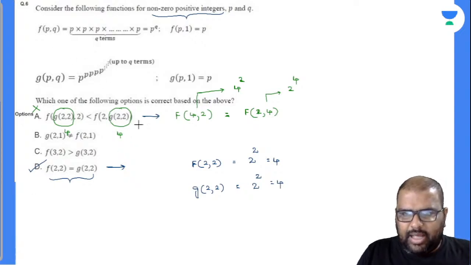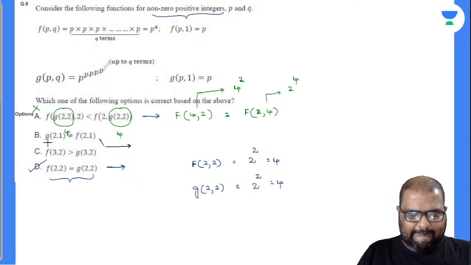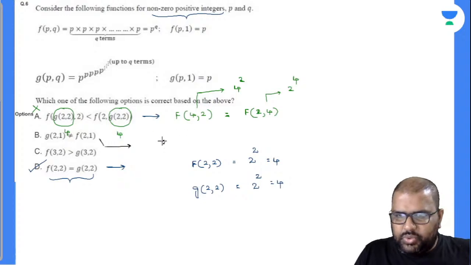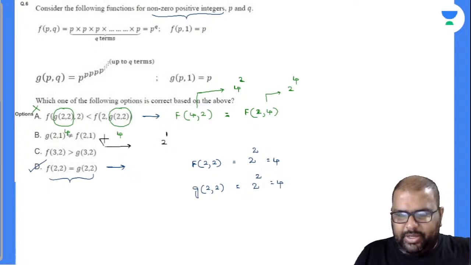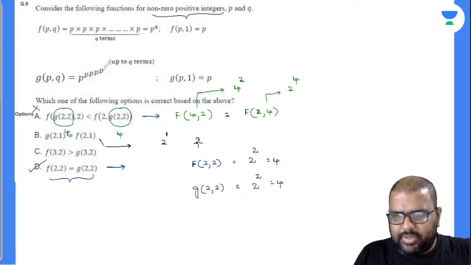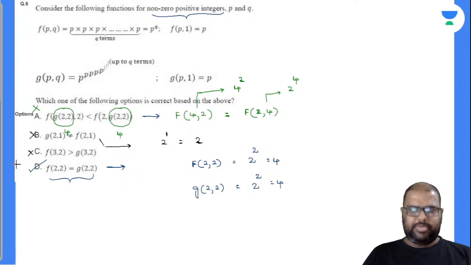Now see, I'll write in black ink. Now you can do it very easily. G of 2 comma 1. So p value is 2, q value is 1. So p, 2 to the power of 1. This is also 2, only one time. Now closely observe that both are equal, but it is not given as not equal to. So your B option is wrong. Similarly, your C option is also wrong. Your option D is true.